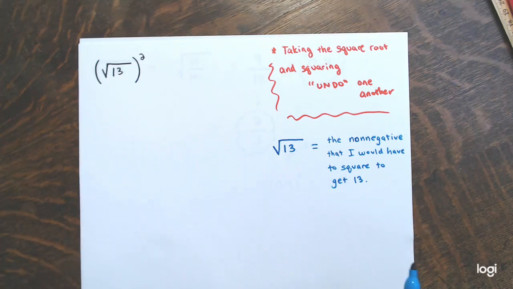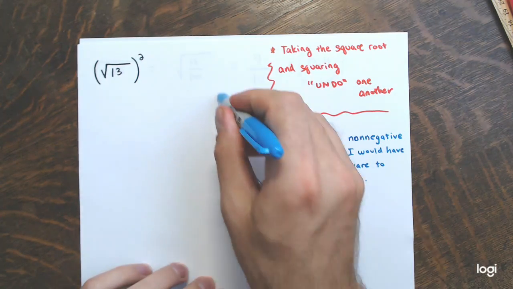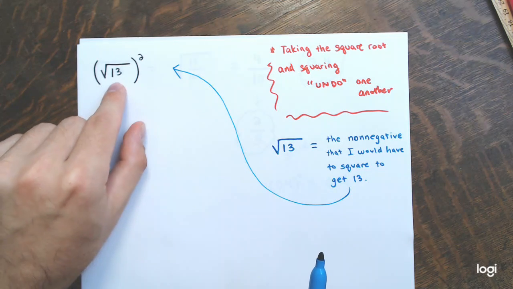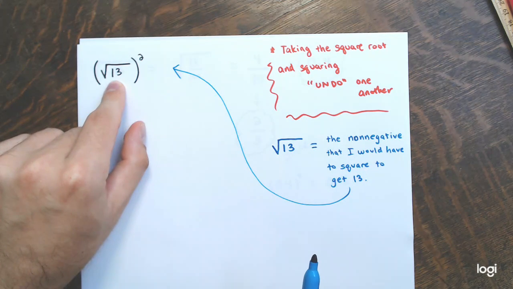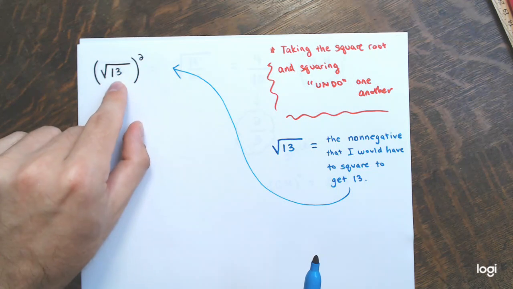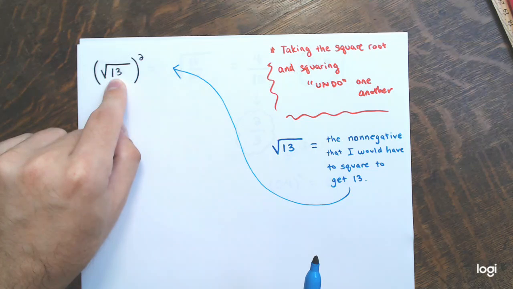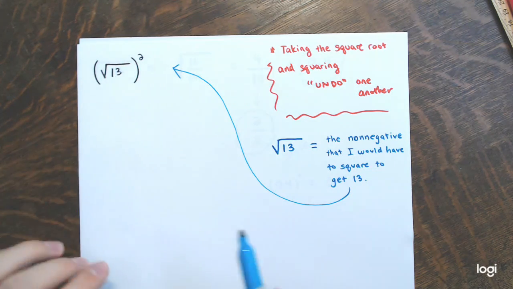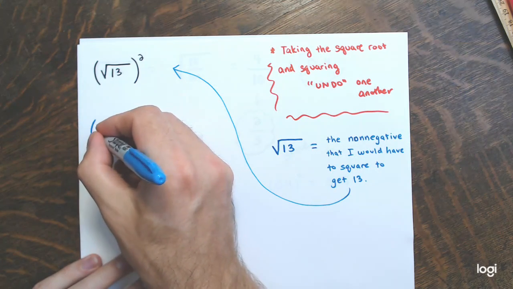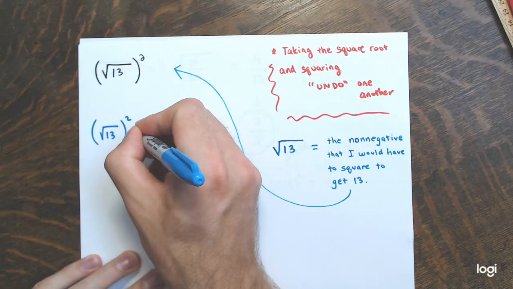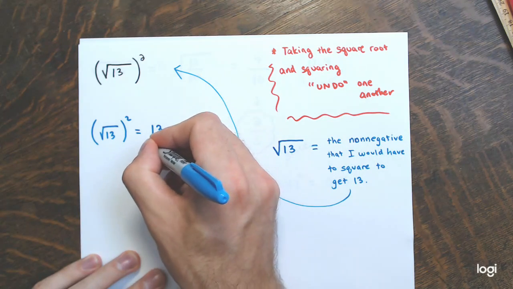And look at what's happening here. That's what we're doing in this expression. We're taking this square root of 13 and then we're squaring it. So the square root of 13 is the number that when I square it, I get 13 back. So the square root of 13 squared is just 13. And I'll write that down here. And that's it.